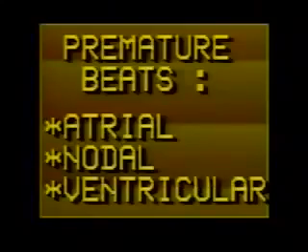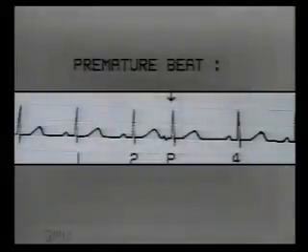Premature beat is a beat arising from an ectopic focus outside the SA node and occurring before the next sinus beat. It may arise in the atria, AV node or in the ventricles because pacemaker cells are located in the atria, AV node, bundle of His and Purkinje fibers in the ventricles.